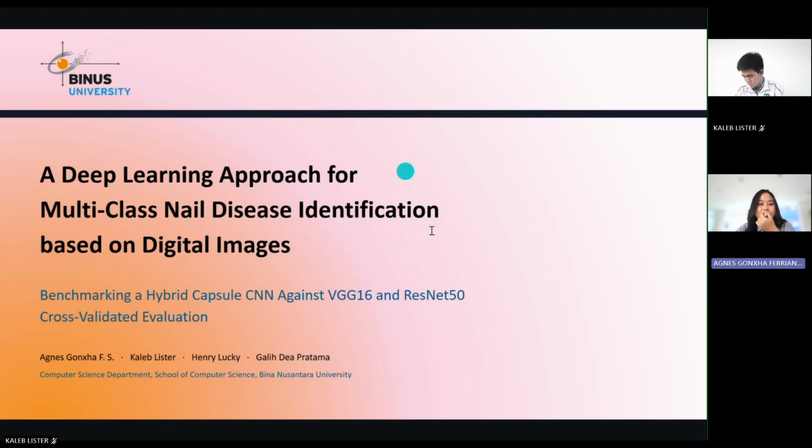balanced and cross-validated evaluation. This work was done by our team, myself, Agnes Gonza Febriana Sukma, together with Caleb Lister, and under the supervision of Mr. Henry Lucky and Mr. Galidea Pratama from the Computer Science Department, School of Computer Science, Bina Nusantara University.